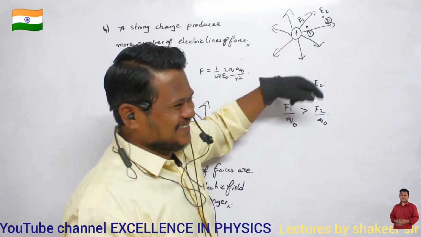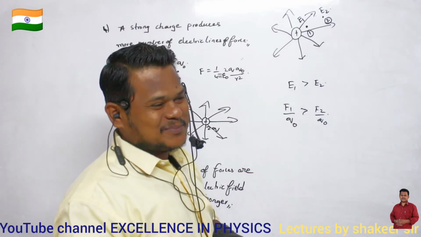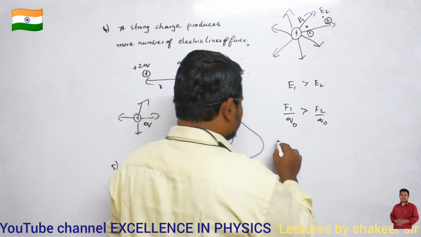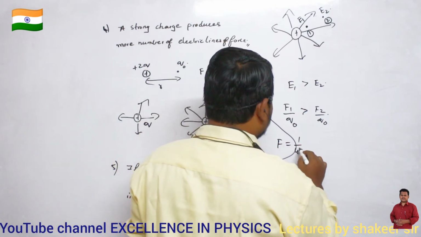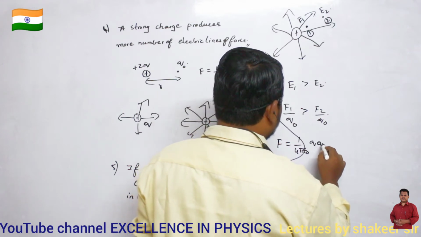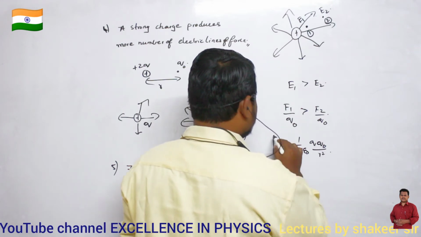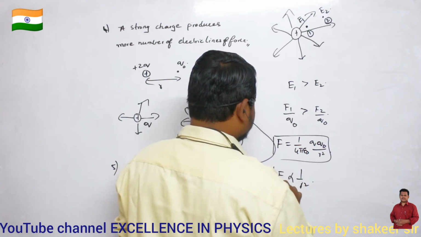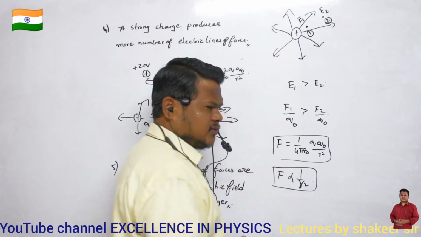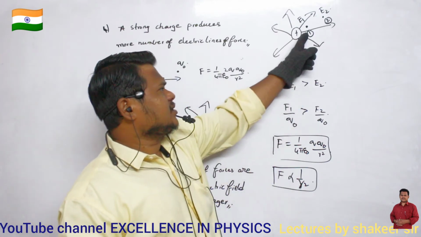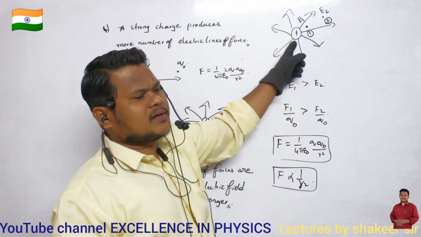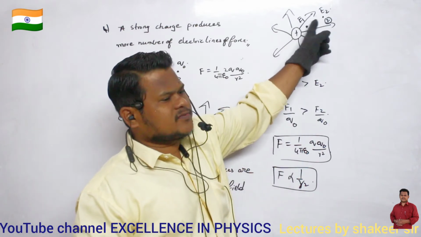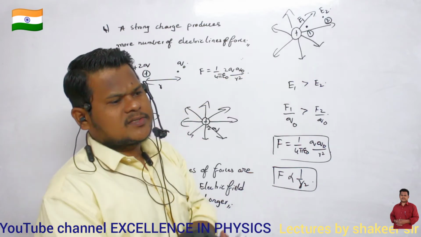Because the force of repulsion depends on the distance from the main charge. So what is the force formula? It is 1 by 4 pi epsilon naught times Q q naught divided by r square. This is the equation for force, no? So force is inversely proportional to r square. It means that if this test charge is present at a smaller distance, it will experience more force, and this one will experience less force because it is present at a greater distance.